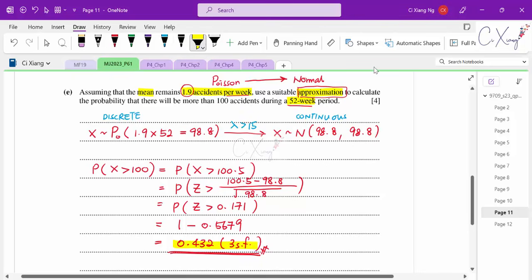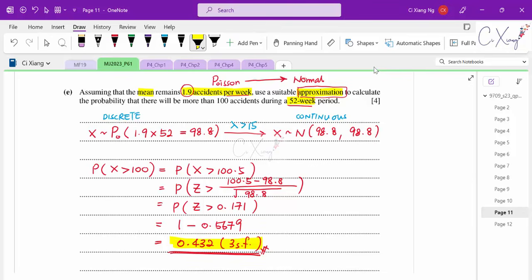Alright, so this is how we answer this question. Okay, and this is the last question already. So we have finished discussing all the questions in this paper.